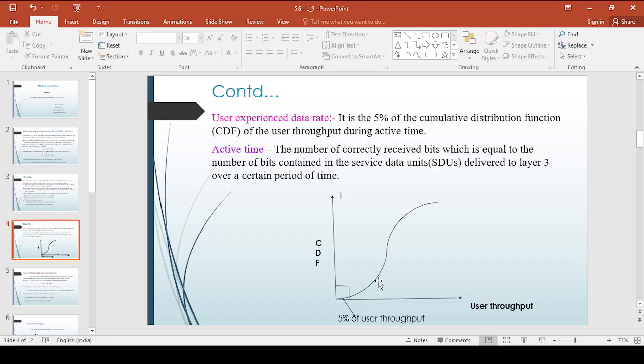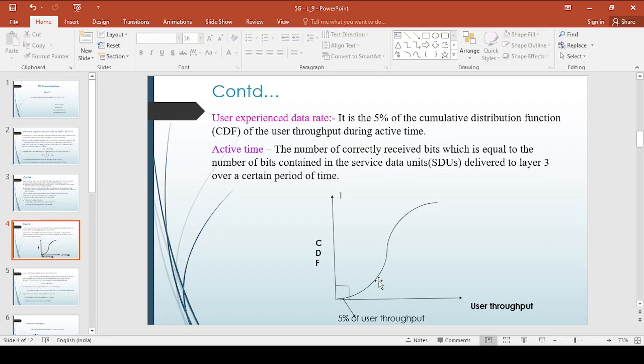Now what is active time? The number of bits that are present in the service data unit should be equal to the number of correctly received bits, and these bits are delivered to layer 3 over a certain period of time. That we call active time. Whatever the data bits that are present in the service data units that are transferred to layer 3 over a certain period of time, and this should be equal to the number of received bits, that we call active time, right?